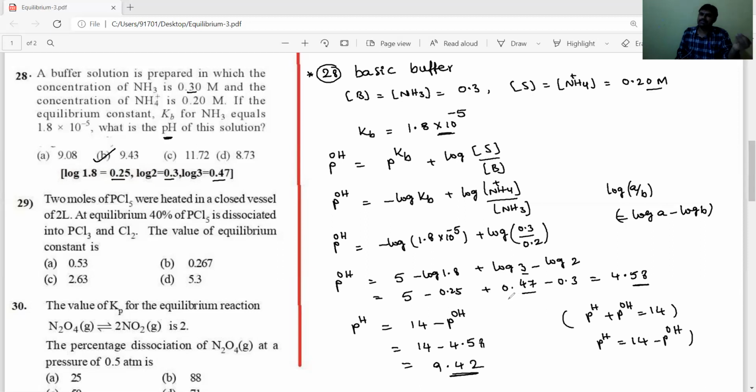Sometimes they will give, sometimes they won't give. Also, we have to remember log 1 to log 10 values in our mind. Then only we can solve this kind of questions very easily. Okay students, let's go for the next question, question 29.